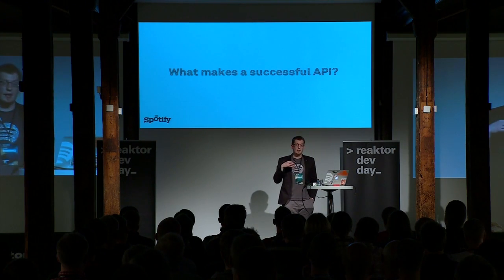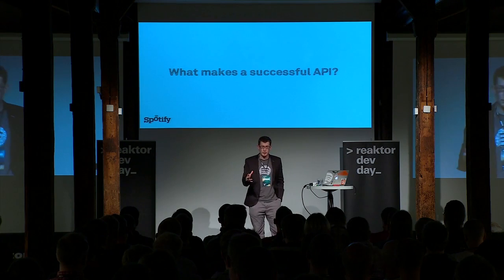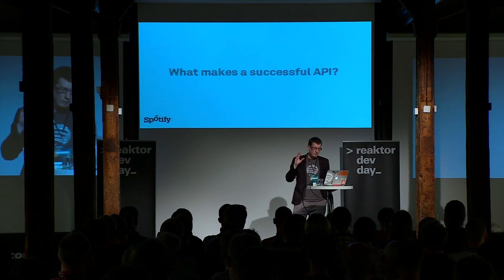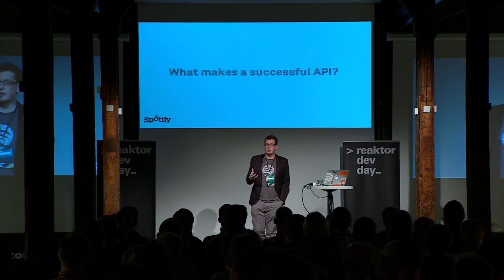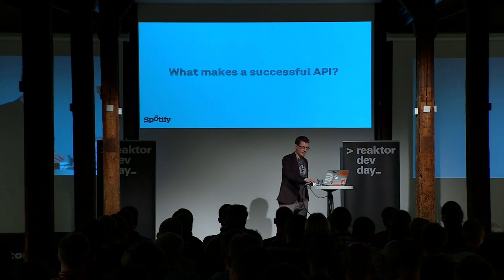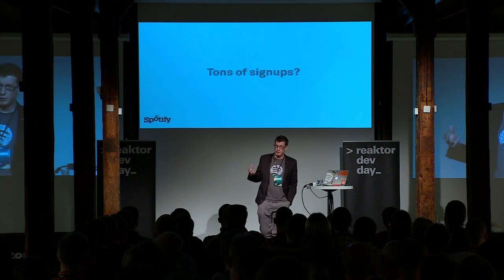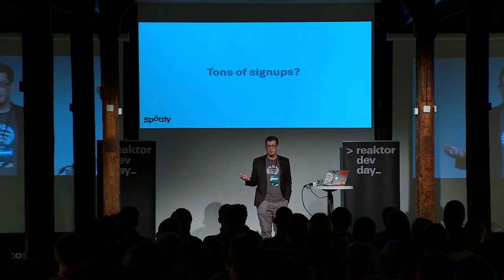So what makes a successful API? Let's say we've built this API, and it's good. It's so good, in fact, you're using it yourself for everything you do. Does that mean it's successful? What can we do to measure the success of our APIs? Is it tons of signups? Say you need an API key or whatever to use this thing, and you've handed out zillions of them. Is that a successful API?